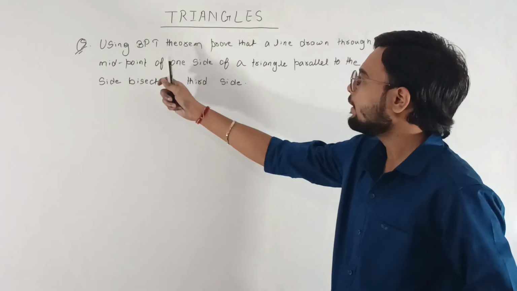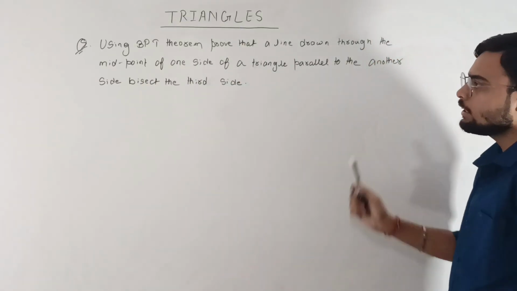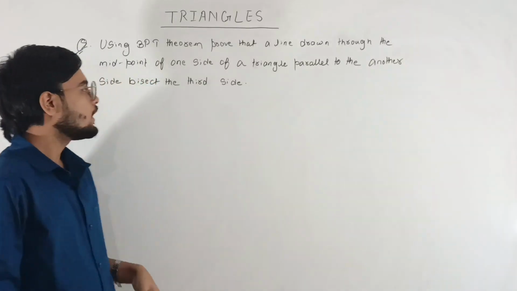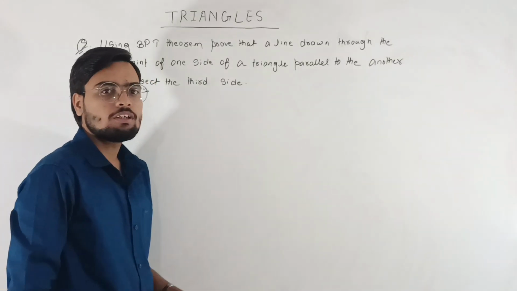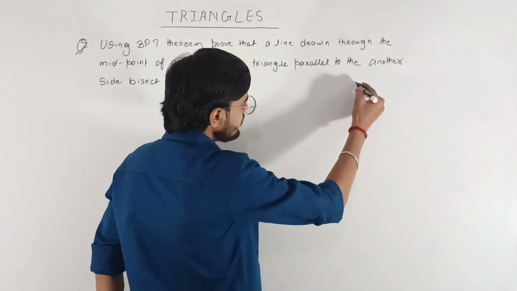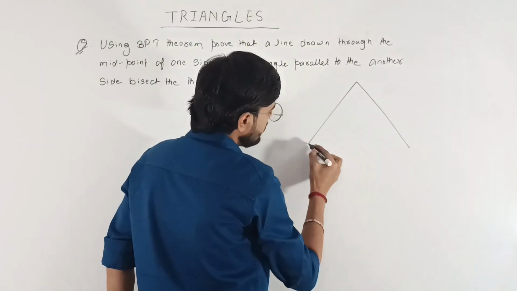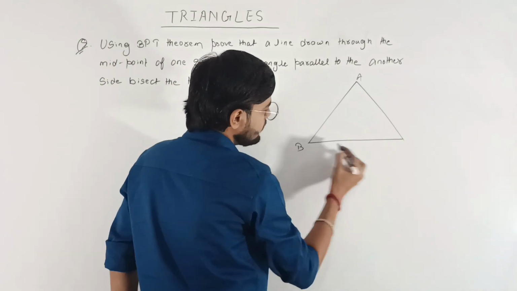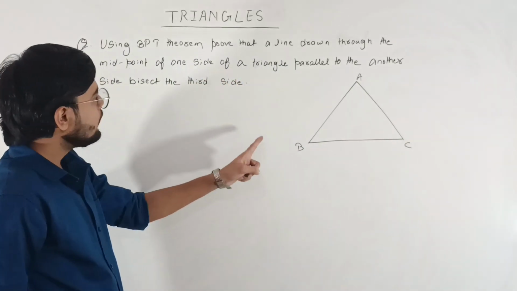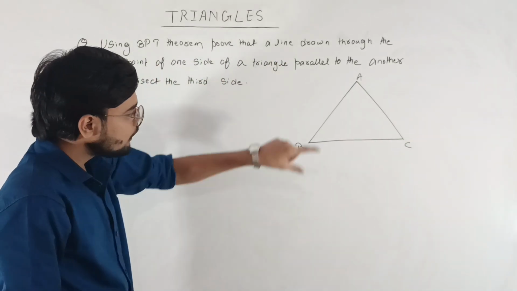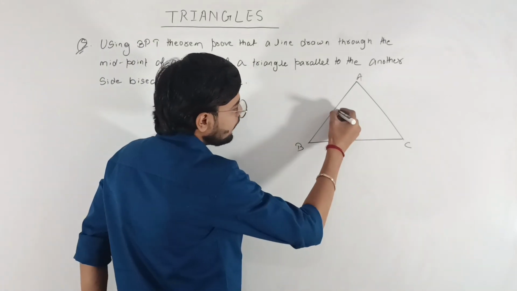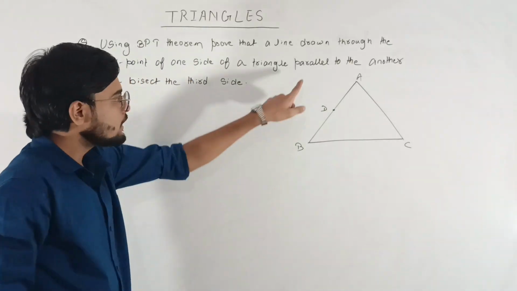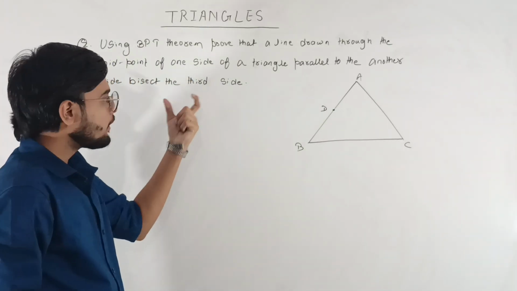Question is what? Using BPT theorem, prove that a line drawn through the midpoint of one side of a triangle parallel to another side bisects the third side. Look, we have a triangle. Suppose I have a triangle A, B and C. Then I draw a line through the midpoint of one side. Suppose I draw a line from midpoint of side AB. This midpoint is D. It is parallel to the another side. Then we have to prove it bisects the third side.